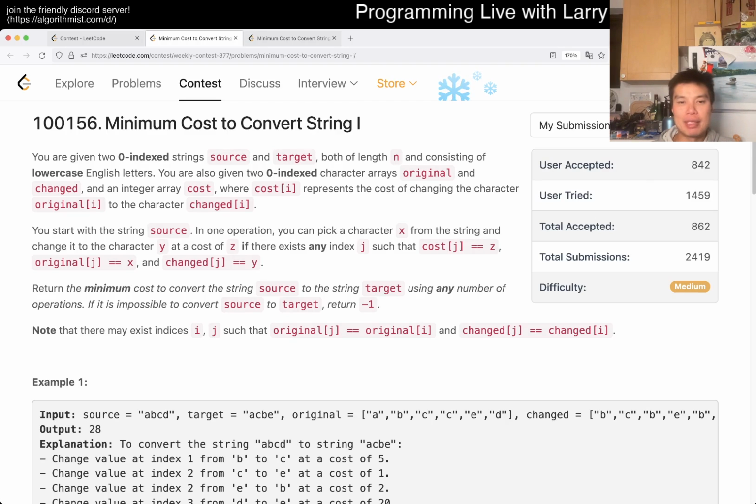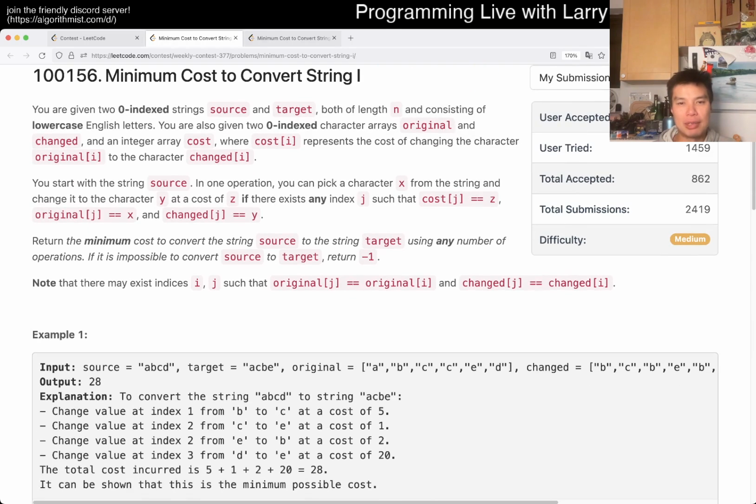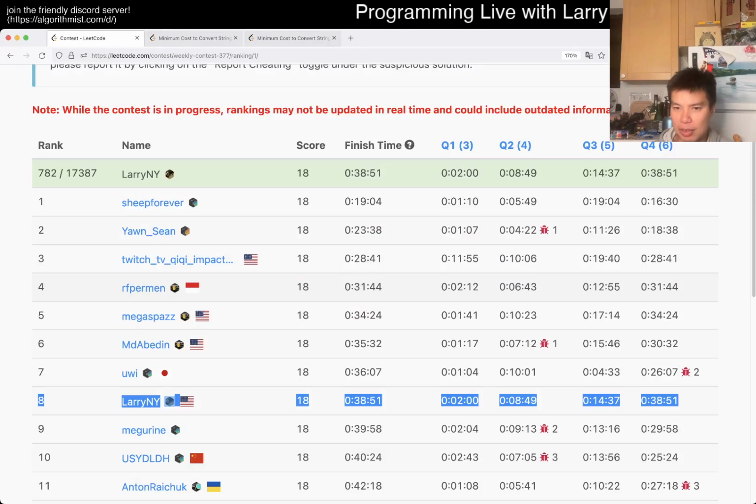This is Q3 of the weekly contest 377, minimum cost to convert string 1. Let me know what you think about this one. This one is a medium, kind of reasonable. I think the tricky part is more of a reading issue, if you ask me. I don't know why it took so long.